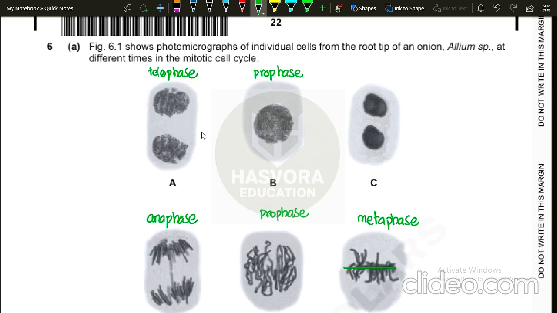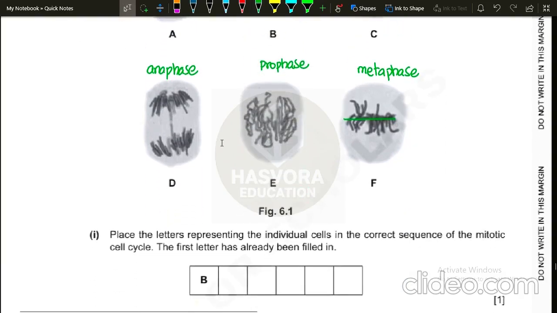And in the C, you can say it will be somewhere after the telophase, because then it is decondensing. And after this it will form the nucleus again, the nuclear envelope again. So these will be all your structures.